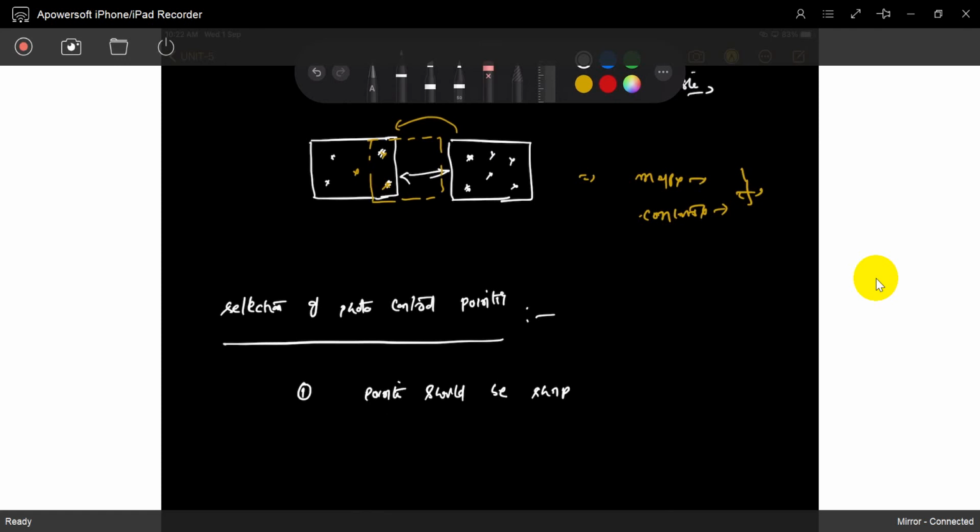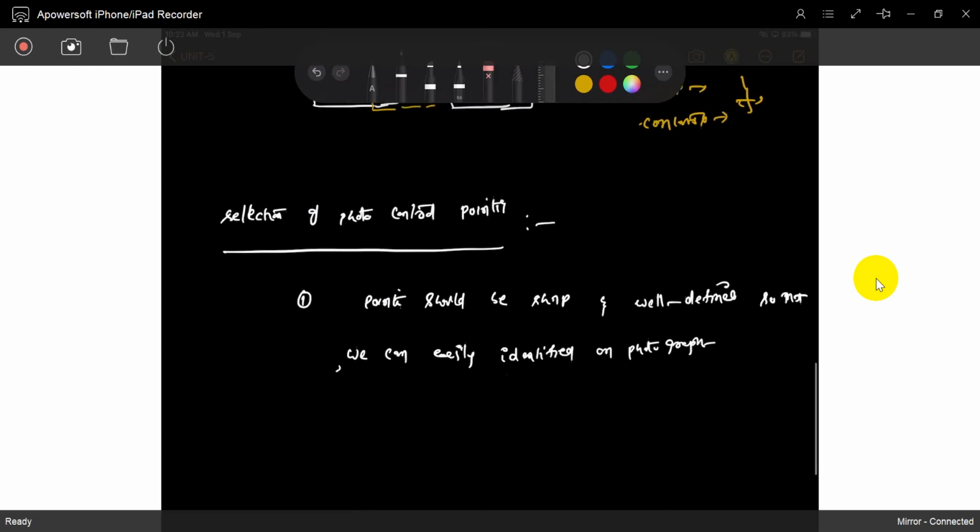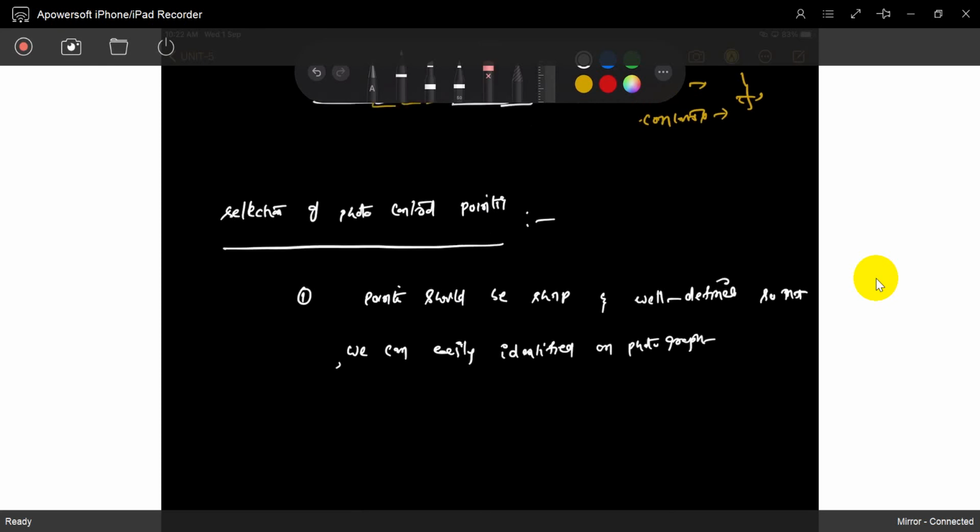Sharp means, like you can say some people are very sharp, it means very thin. Okay, very reflective. So the point should be sharp and well defined, so that we can easily identify it on the photograph. Okay, easily identified on the photograph.